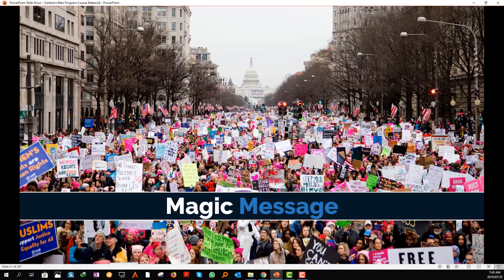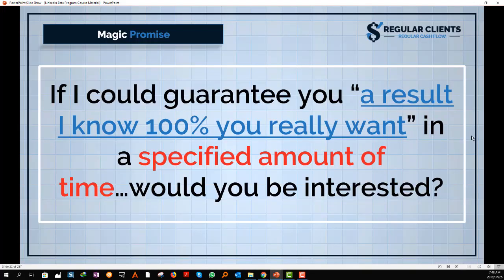Well, we've got to have a magic message in order to do that, and that's what I'm going to show you. In truth, there's 2 parts to this magic message. The first is what we call the magic promise. So here is the formula, very simple. The formula says, if I could guarantee you a result I know you 100% really want in a specified amount of time, okay, so it's kind of metric and timeline stuff, right?